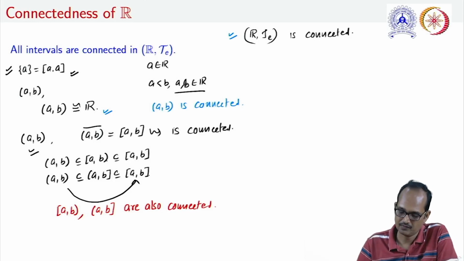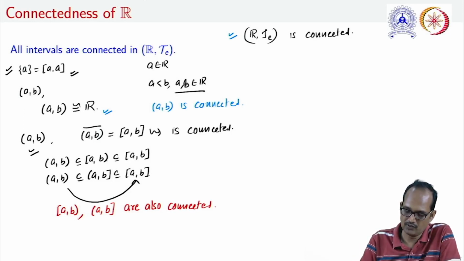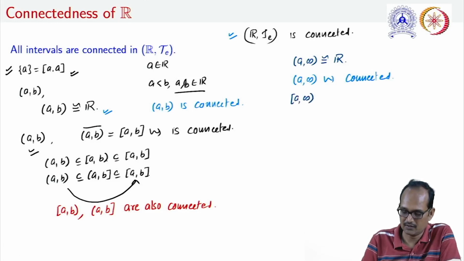Moving ahead, we have also shown that this interval (a, infinity) is homeomorphic to R. And again, with the same justification, we can say that this is a connected set. Now, if this is connected, what about its closure? Its closure is nothing but this interval. This is the closure of the interval (a, infinity). Therefore, this is also connected.